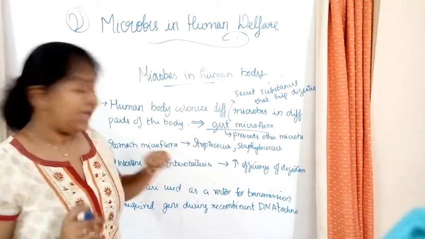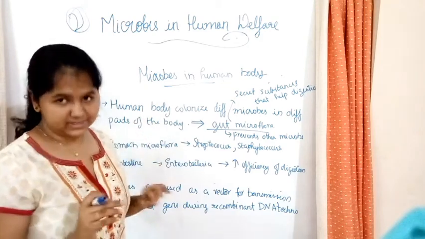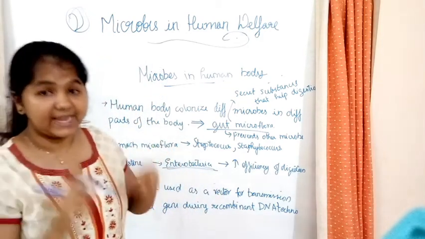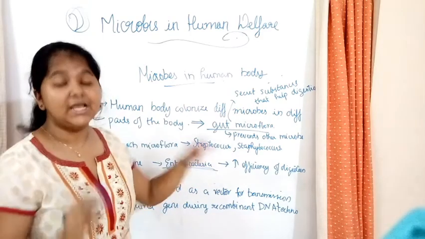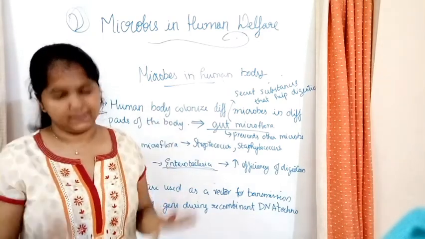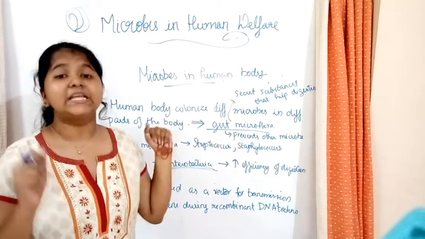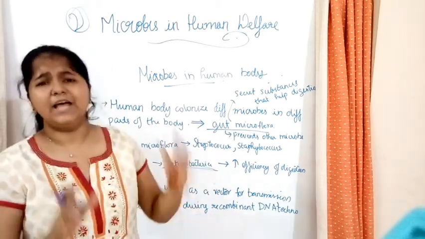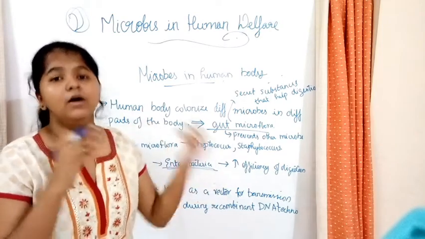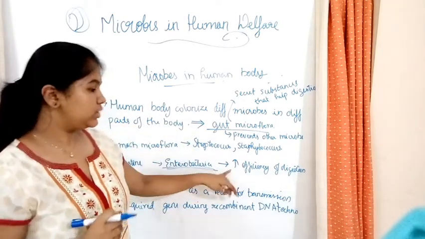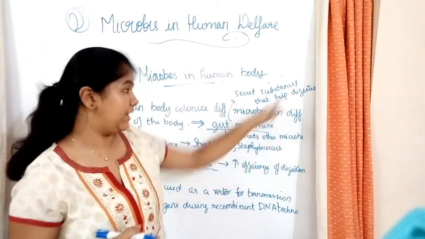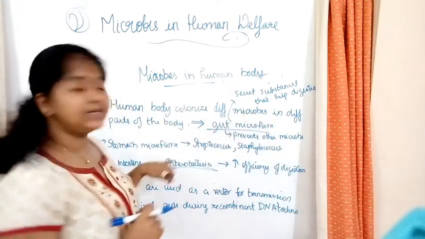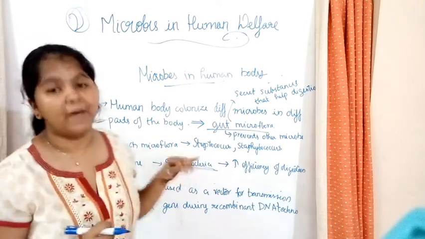The next one is intestinal microflora, that is enterobacteria. It is the microbe that is there inside our intestine. It helps in digestion and absorption. How does it help? It increases the efficiency of digestion. It produces something that will speed up the digestion process. So now we discussed two of them which help in digestion: gut microflora and intestinal microflora, that is enterobacteria.